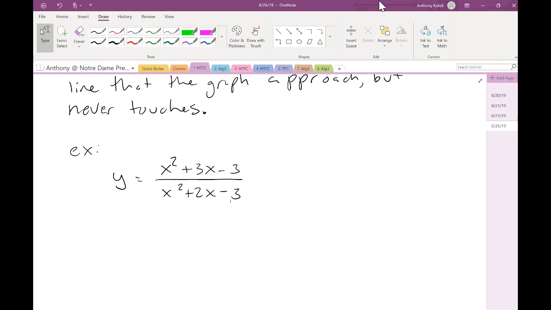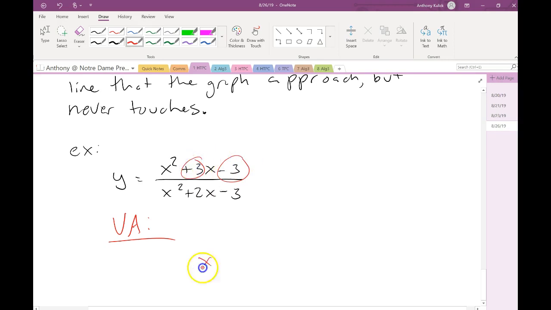That's going to get you the removable discontinuity, but starting out by factoring is a great first step. And that's absolutely what I would want to do if I'm looking for the vertical asymptotes. So in the first part, I notice the numerator, does this factor? There aren't two numbers that multiply to give me -3 that also add to give me +3. So I'm just going to leave that as is. The denominator does, though, factor. Everybody agree with that?